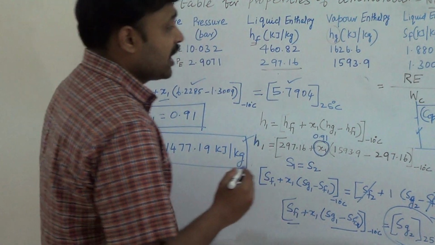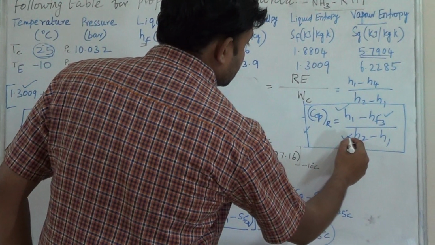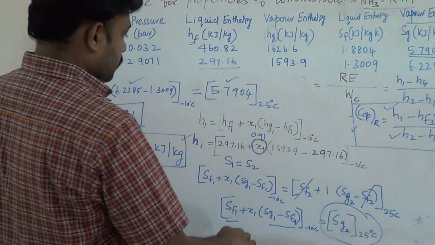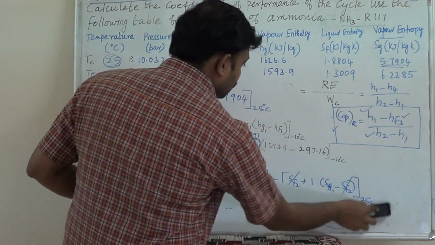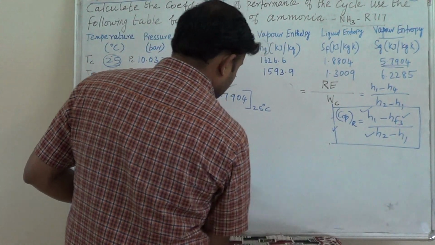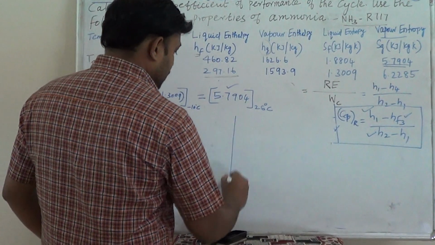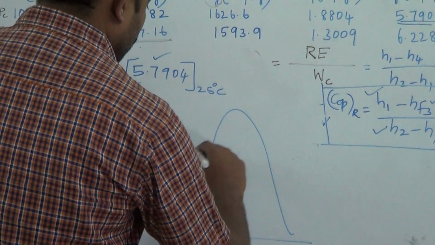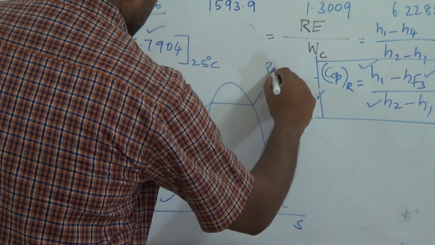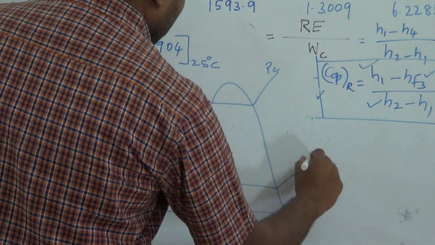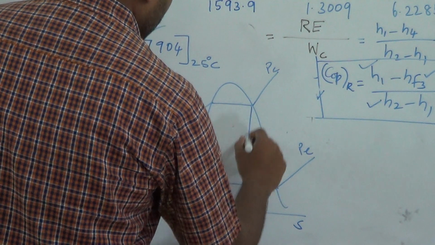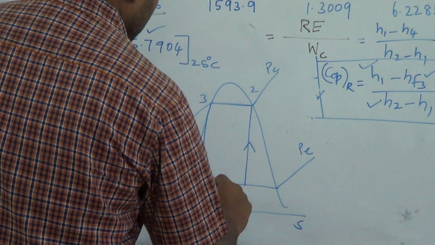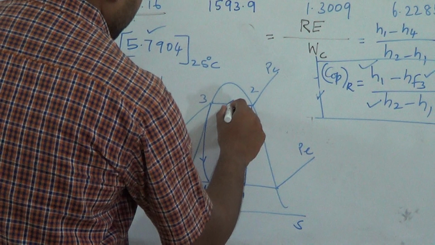So the next step is we have to calculate H2 and HF3. Now if you recall the TS diagram, let me once again draw the TS diagram, temperature versus entropy diagram. These are the two pressure limits, which is the condenser pressure and this is the evaporator pressure. So 1 to 2 is a compression process, 2 to 3 is condensation, 3 to 4 is expansion, and 4 to 1 is evaporation.